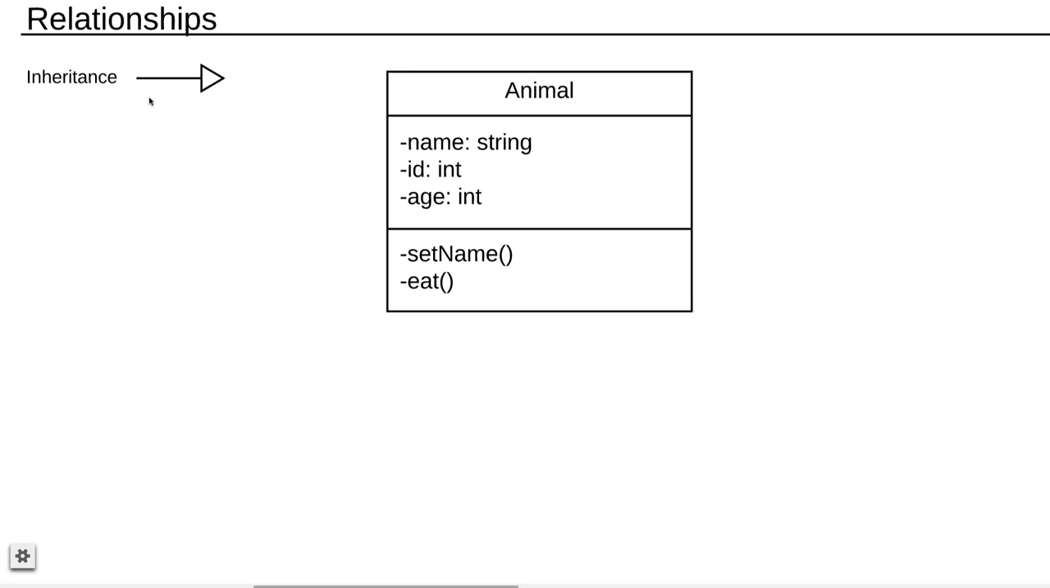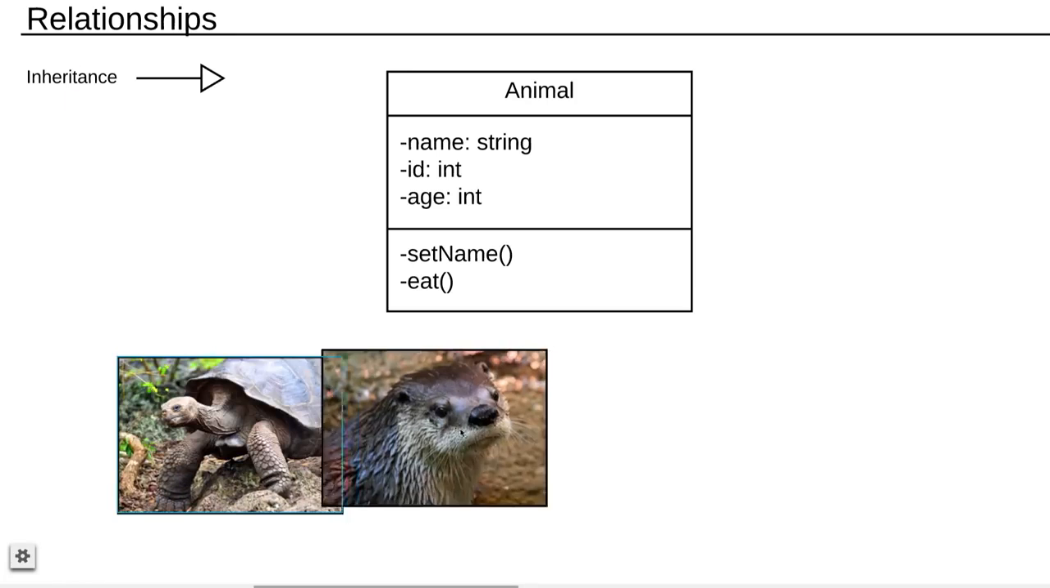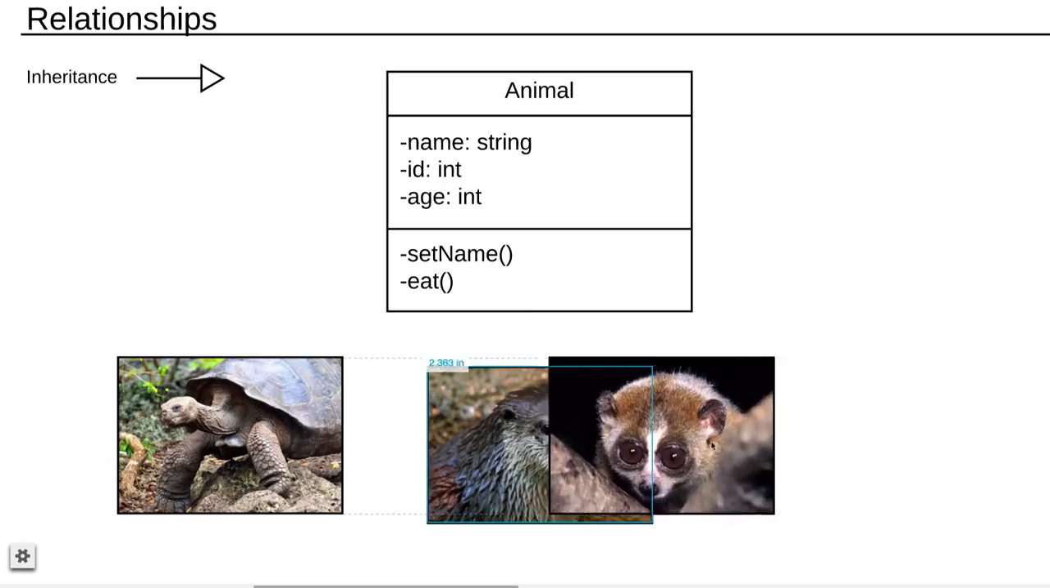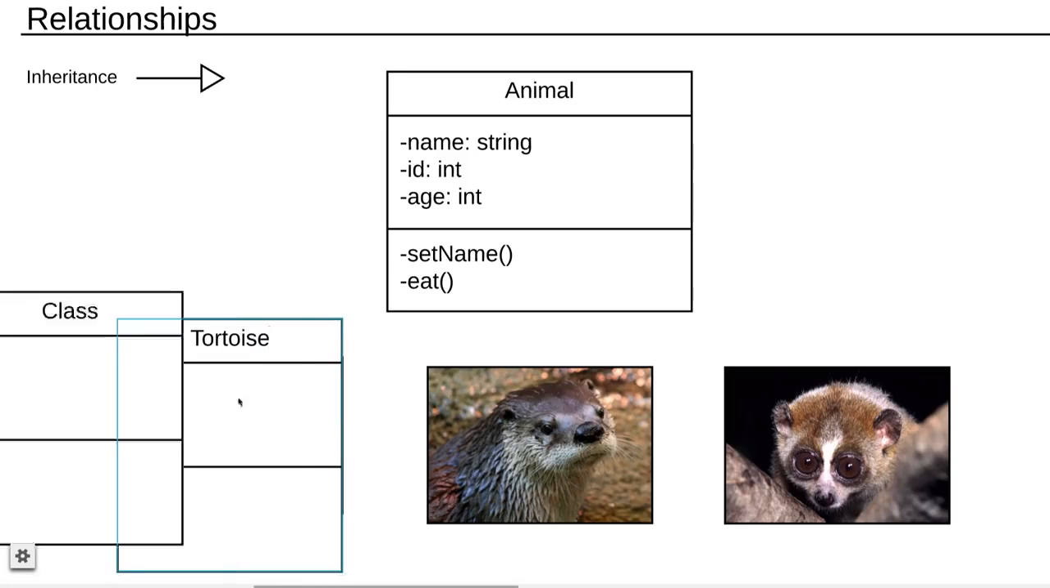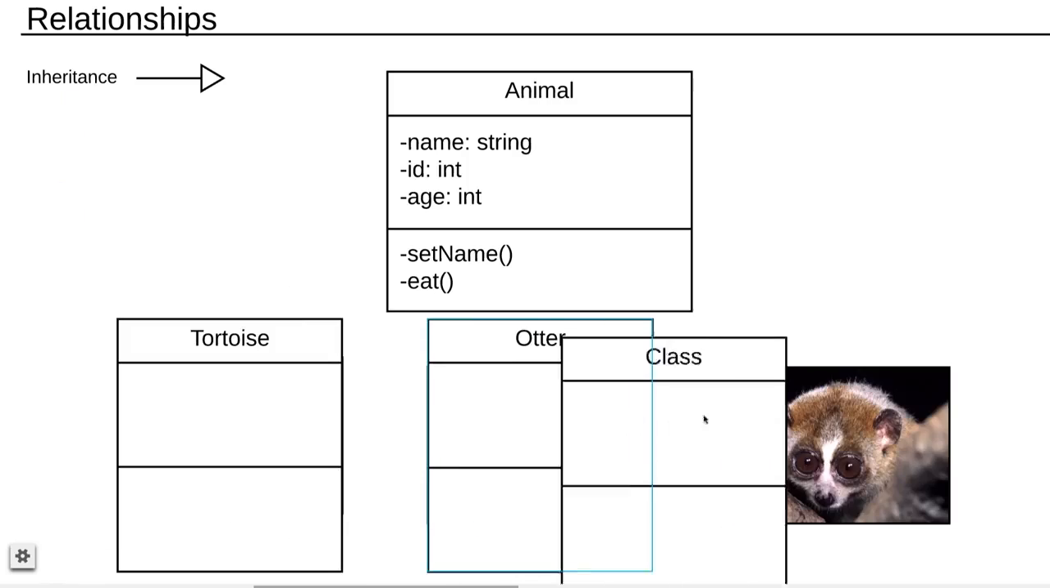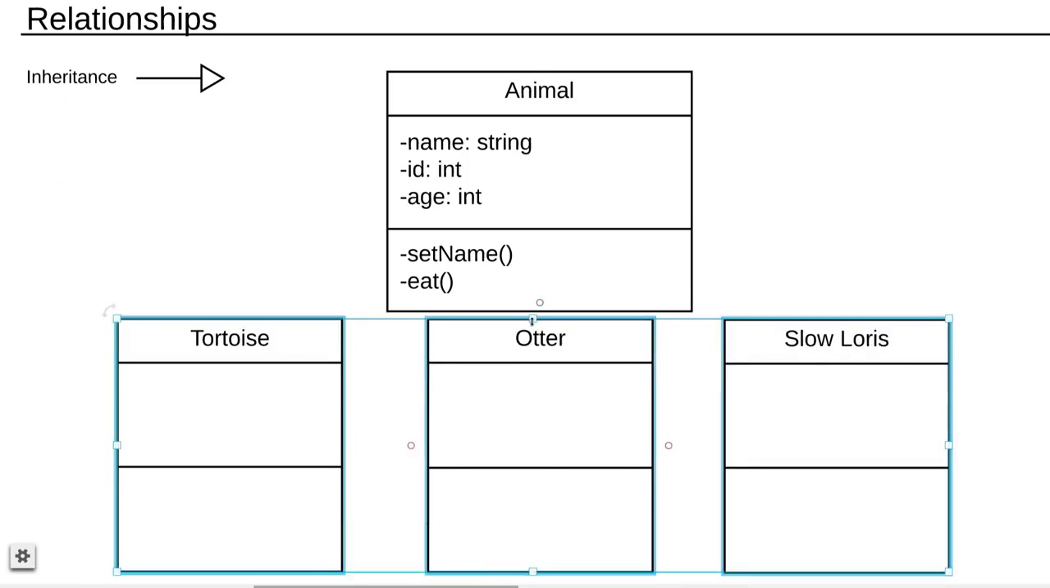Okay, so inheritance. Let's say in our zoo, the only animals we have are tortoises, otters, and the lesser known, but nonetheless amazing, slow loris. In our system, we want to distinguish each of them as their own class. So we make 3 new classes for tortoise, otter, and slow loris. And I'll make these a little smaller so you can see them better.